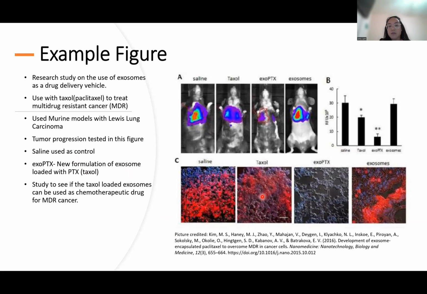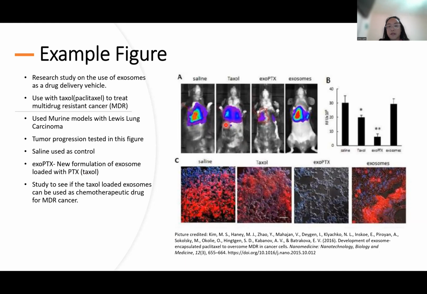The Taxol, even though it was administered and used as it's supposed to be used as a cancer treatment, you can still see some red, although it's not the same as both of these, but it's just a little red. So it shows that it is effective, but it's not very effective.